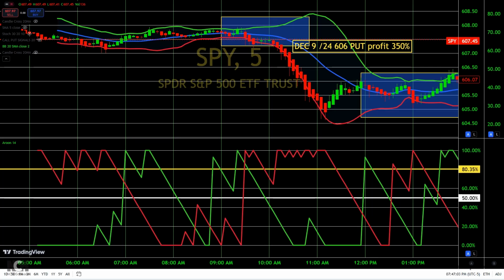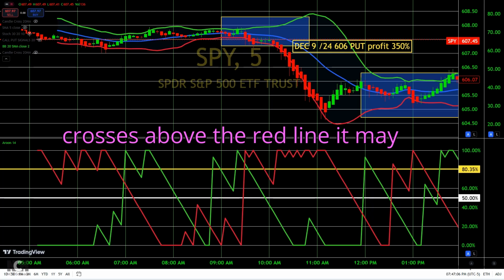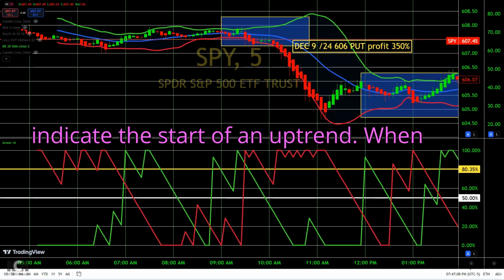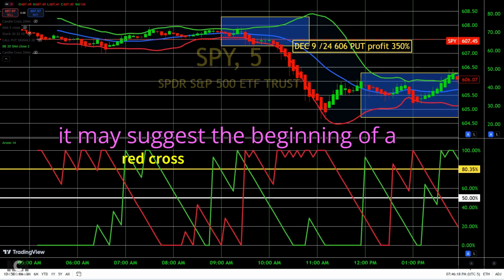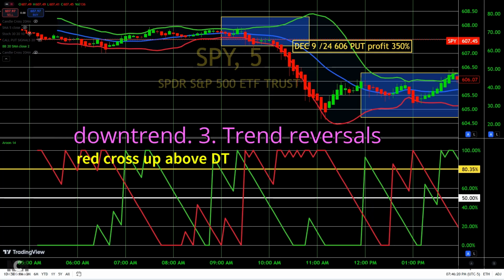Number 2. Trend direction. When Aroon up crosses above Aroon down, it may indicate the start of an uptrend. When Aroon down crosses above Aroon up, it may suggest the beginning of a downtrend.